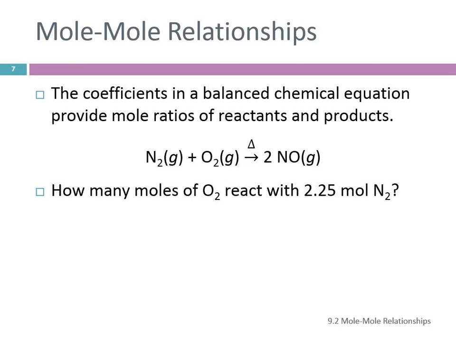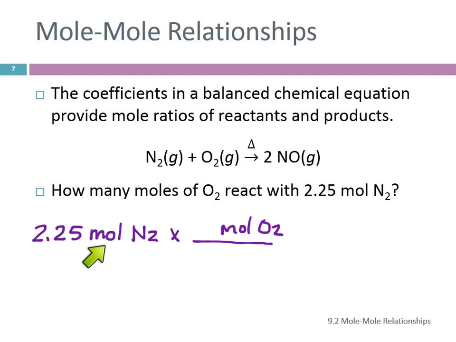And so what I'd like you to do in answering a question like this is think of it in terms of dimensional analysis, unit analysis. 2.25 moles of nitrogen. The question is, how many moles of oxygen? So that's the unit I want to find. I multiply by that. This is the unit I have. I divide by that. And I see that my units cancel out, right?